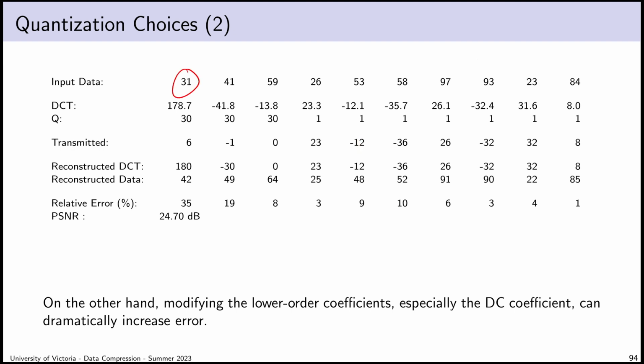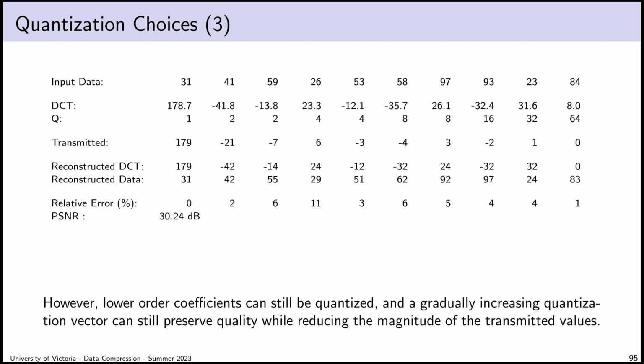Although you can quantize a DC coefficient, modifications to the DC coefficient do tend to result in pretty stark differences in your result. So, I mean, here we go from having 31 in my input data to 42, and 41 to 49, I do have some pretty nasty errors showing up.